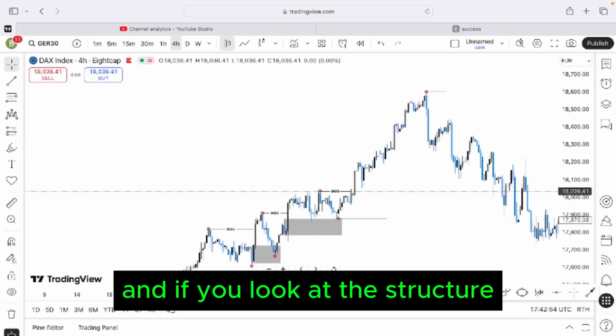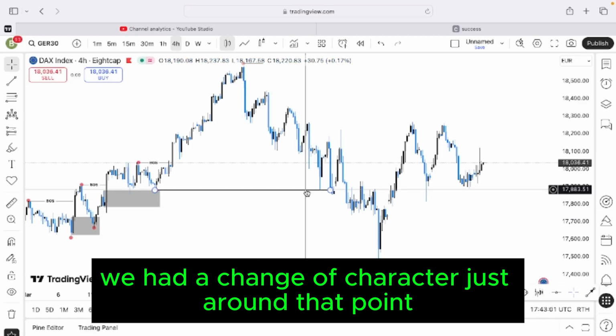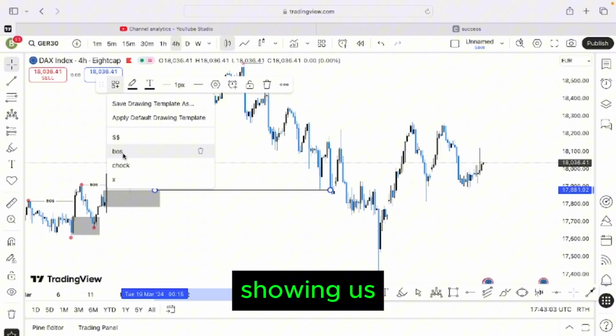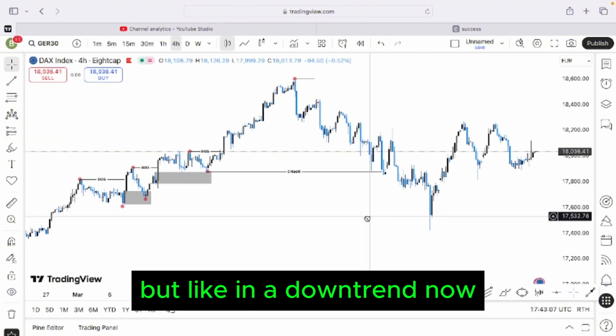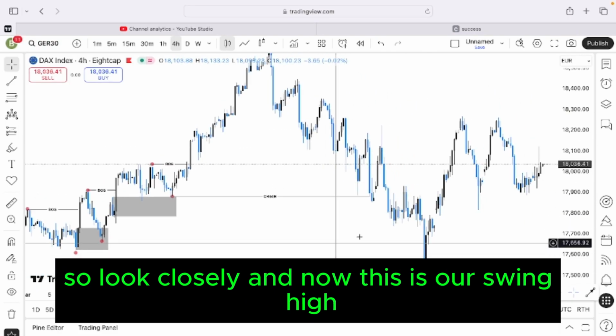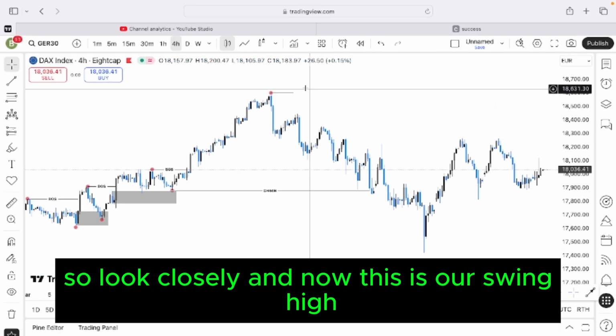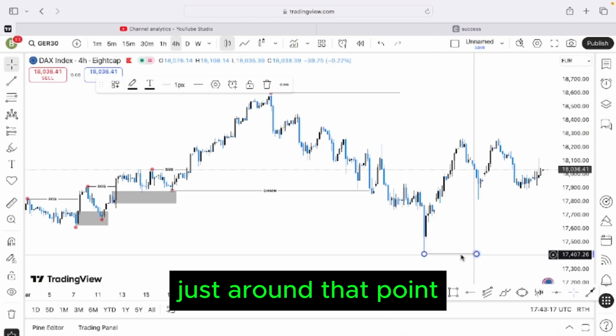And if you look at the structure, you can see that we had a change of character. We had a change of character just around that point, showing us that the market is no longer in a bullish trend, but in a downtrend now. So look closely, and now this is our swing high and this is our swing low just around that point.